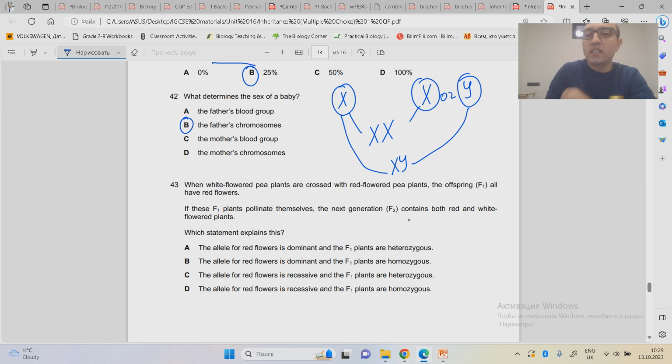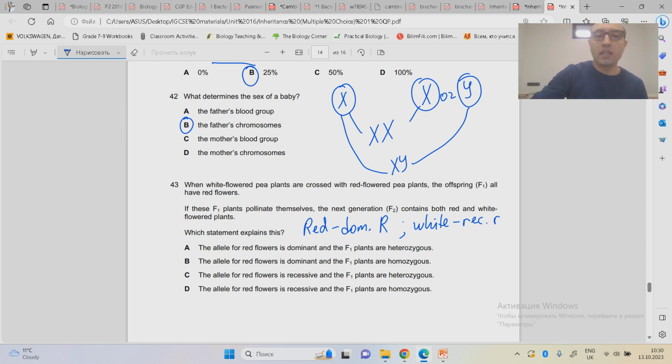In this case, red is dominant, guys. So the first sentence gives us information that red is dominant. Let's use capital R for it. So in this case, white flower will be a recessive feature, and we will use small r in here.